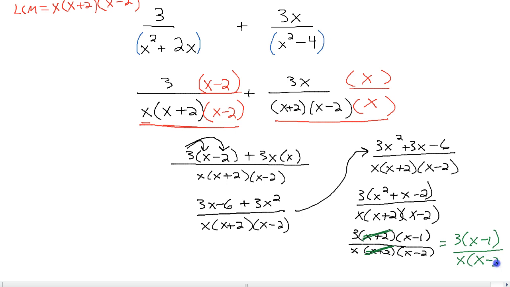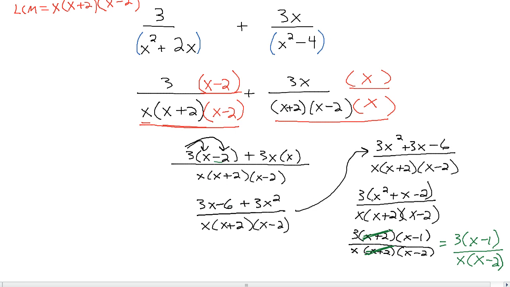If you want to multiply those out, you can. You can also leave them factored. So let's take a look at this really briefly again. You put in what is necessary to get a common denominator, and then you do what it says on top. I have 3 times this quantity plus 3x times this. Clean up the numerator, get the terms in order. If you can factor it, factor it.